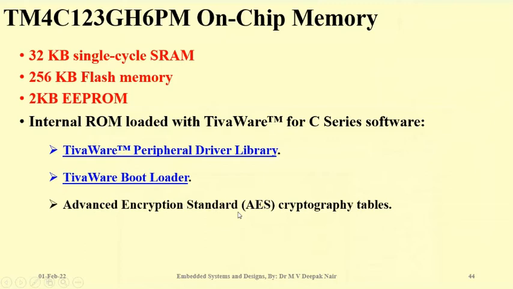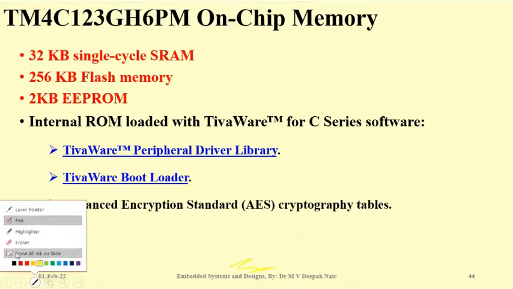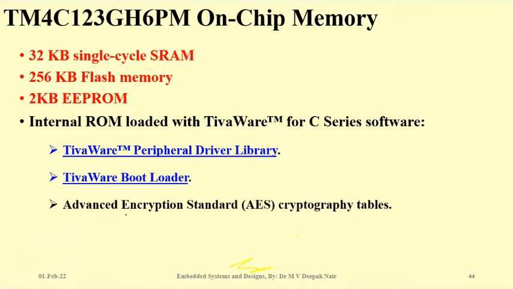Apart from that, this board also provides you an Advanced Encryption Standard cryptography table. So this is also available apart from the vector or NVIC data. It also provides you AES. Have you heard of AES encryption? This is also available in your Wi-Fi dongle or most of the time routers also. So there are some encryption techniques which are pre-installed in this board. So this board is going to provide you that AES cryptography table.